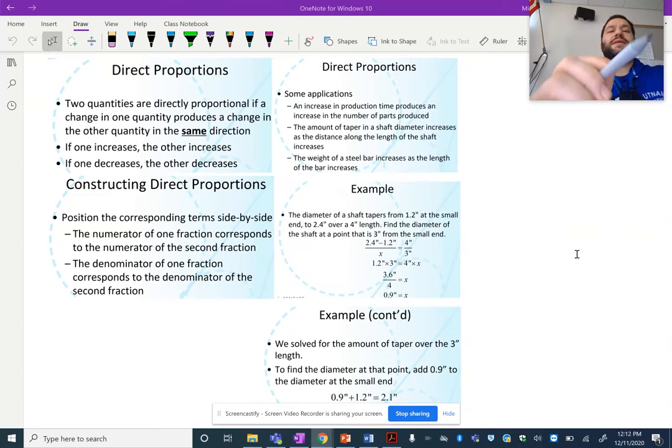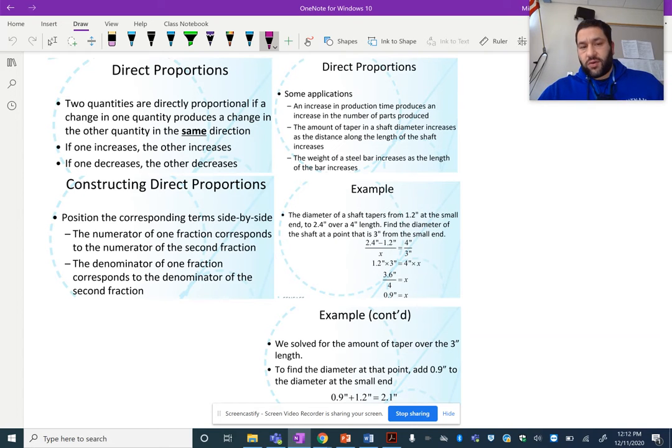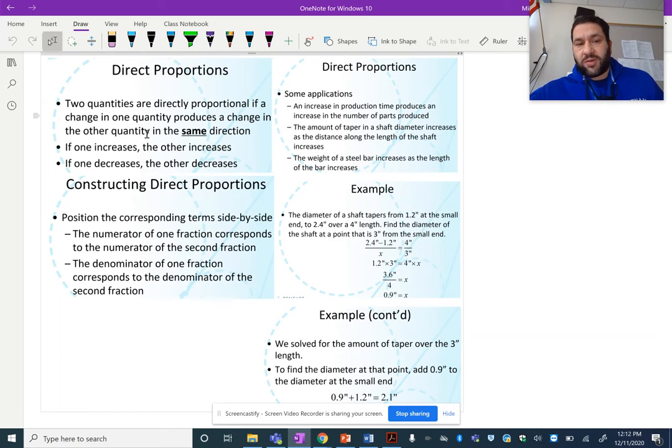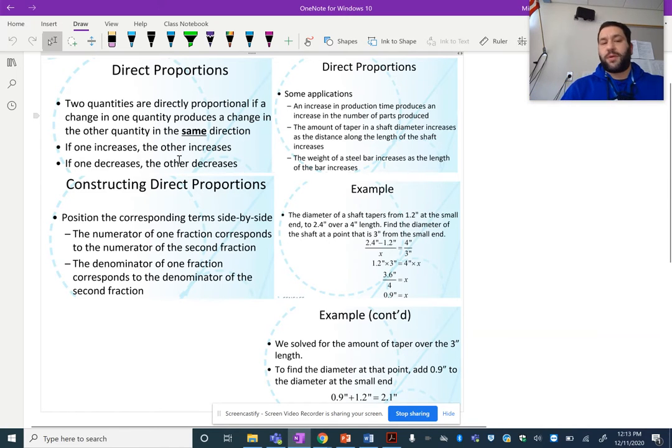In Unit 19, we are going to discuss two types of proportions, direct relationships and indirect relationships. Okay, so direct proportions or direct relationships are two quantities that are directly proportional if a change in one quantity produces a change in the other quantity in the same direction. In other words, if one increases, the other has to increase to be a direct proportion. If one decreases, then the other has to decrease to be a direct proportion.